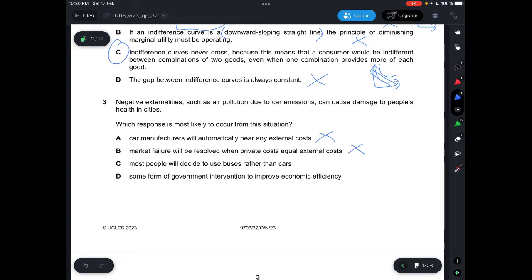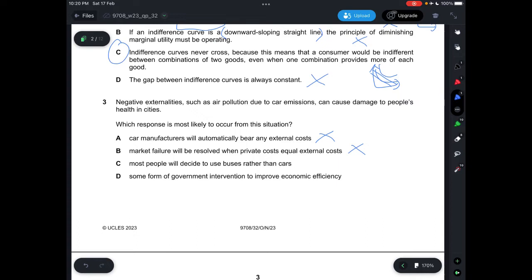Private costs should not equal external costs. Market failure will be resolved when your marginal social benefit equals your marginal social cost, then yes, that will be resolved.